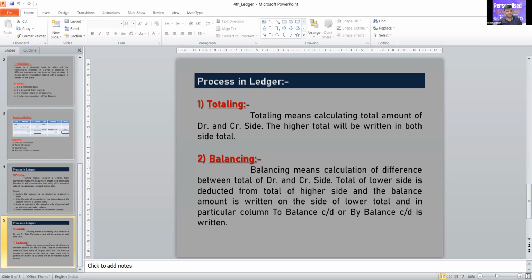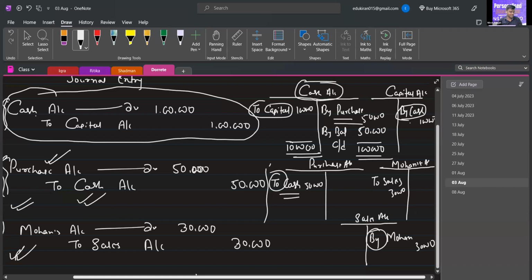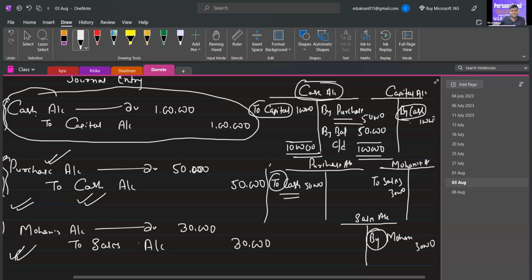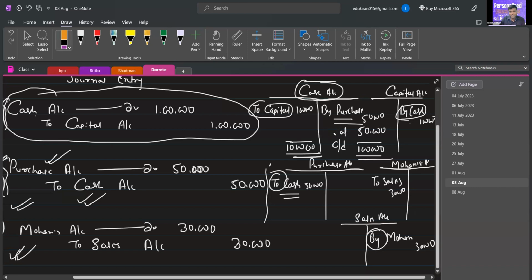Can you show me the accounting equation, or the blackboard, the OneNote? Yes, sir. You see the total in the cash account? Yes, sir. So in the cash account, 1 lakh is the higher, so we wrote it on both sides, sir. Actually, this balance. Okay. Now tell me.